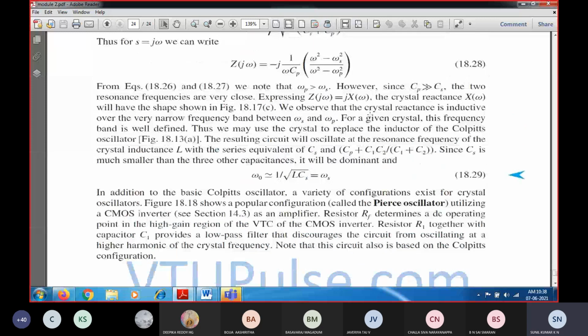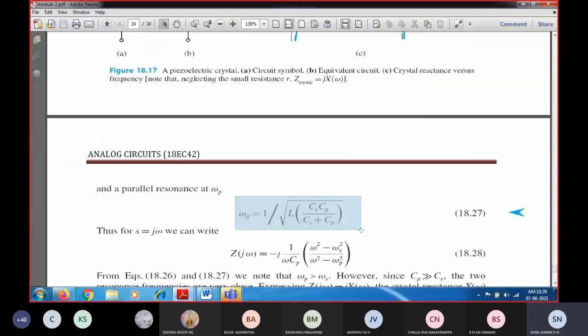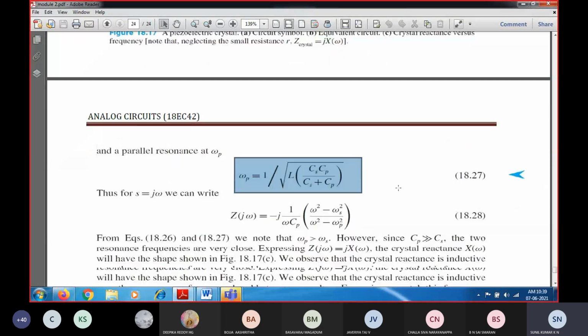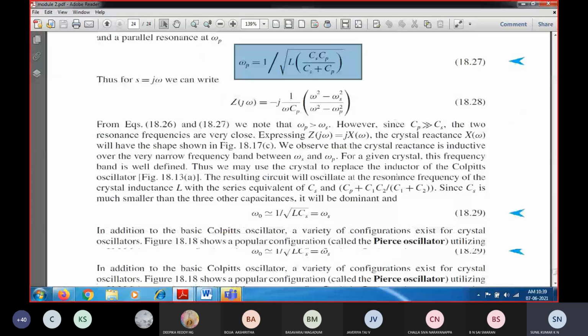So for a given crystal, the frequency band is well defined, and we can see the crystal reactance is inductive type during the very narrow band between omega s and omega p. So now we may use the crystal to replace the inductor of the Colpitts oscillator. This frequency band is inductor type, and it can be replaced in the Colpitts oscillator.